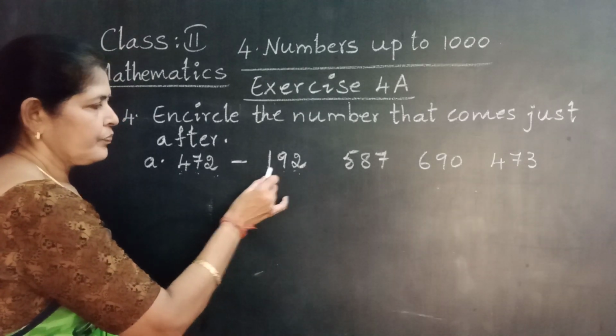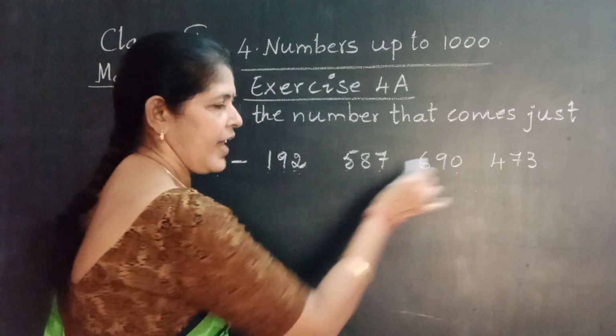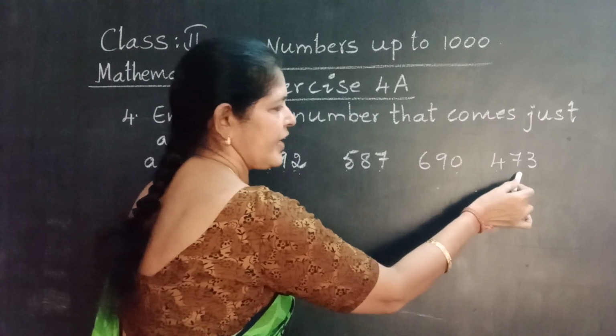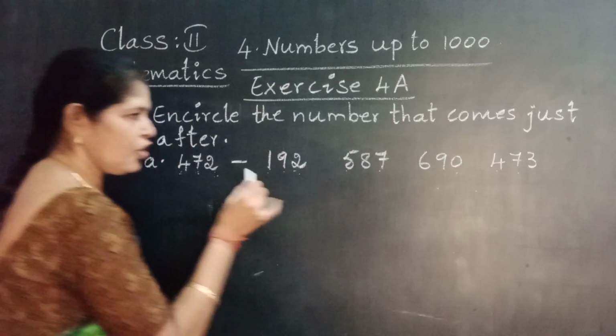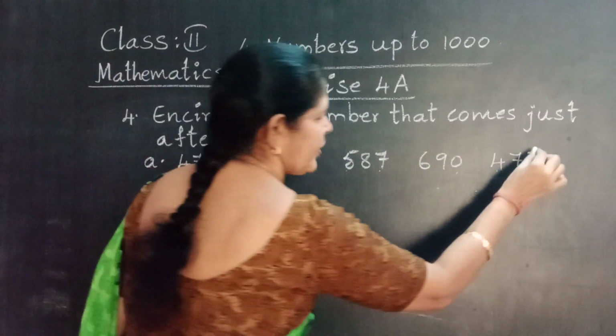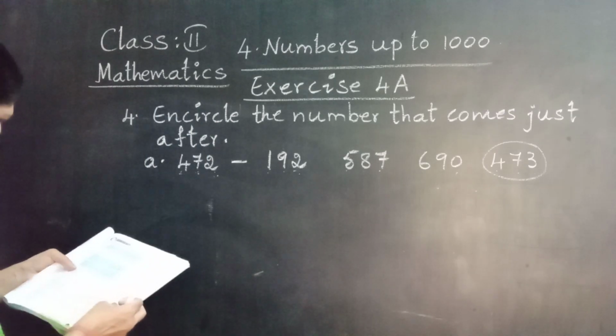192. No. 587. No. 690. No. 473. The given number is 472. The after number of this number is 473. Okay? Go to next, B.